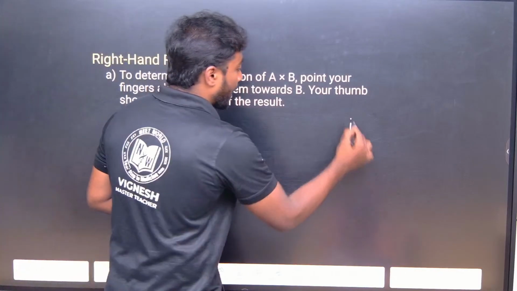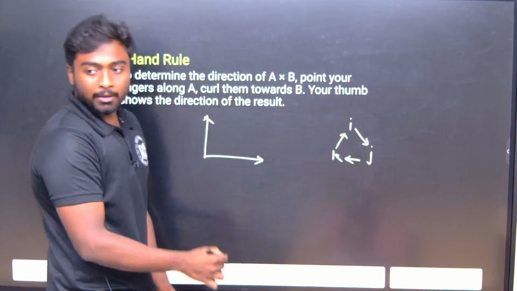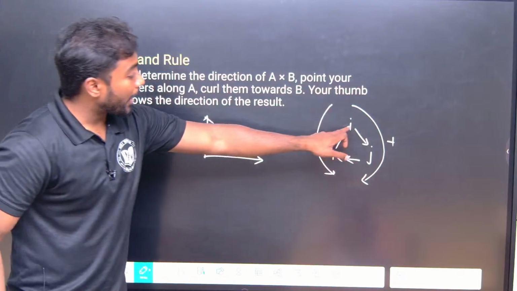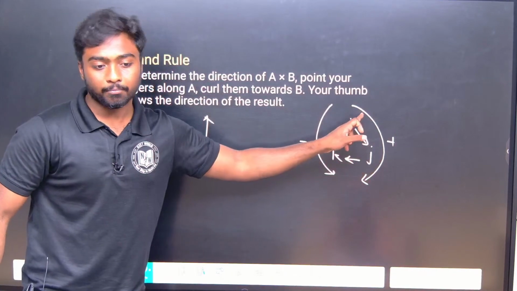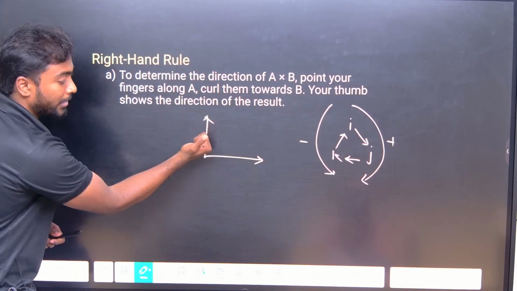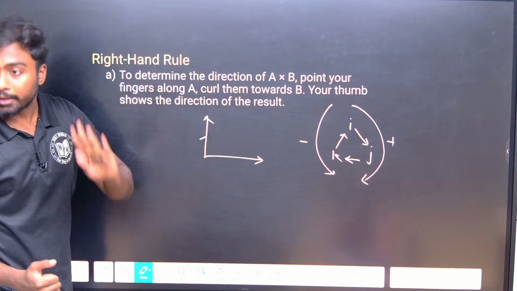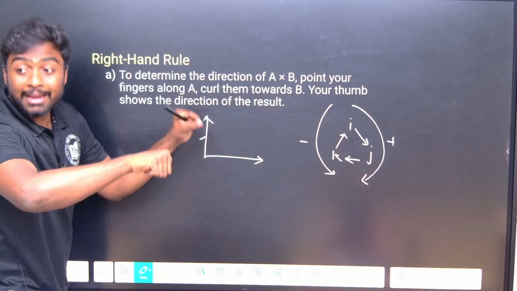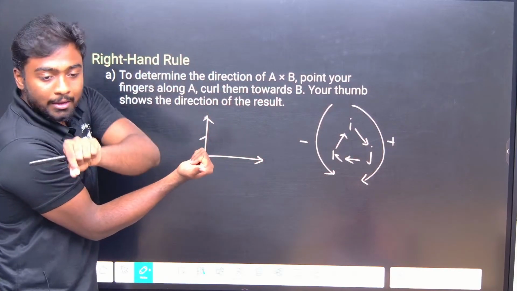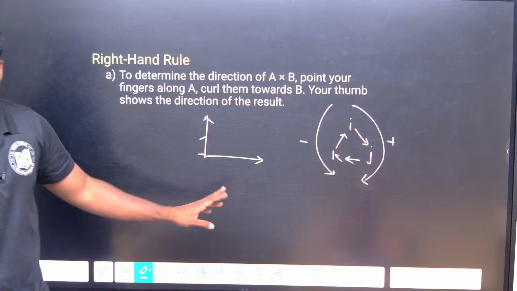Keep in mind i, j, k. I to j, result is k. J to k, result is i. So it is in the clockwise direction. If you go in the anti-clockwise direction, minus. So i to k is minus j. K to j is minus i. So i vector to j vector, result is k vector. J to i is minus k. Keep in mind, I am going from the first vector to the second vector, and the resultant will be the thumb. That is k, so this is my z axis. Any doubts here?